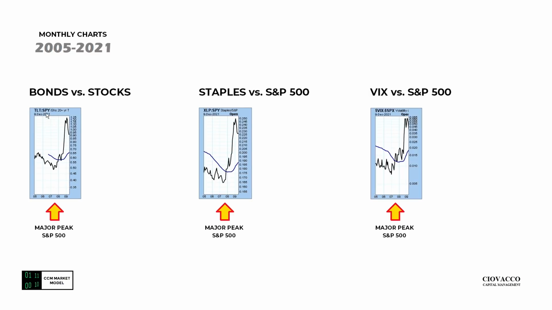This is TLT versus SPY. This is consumer staples, defensive stocks relative to the broader market, SPY. And this is the VIX divided by the S&P 500. The S&P 500 peaks here, here, and here, and you can see this is a big fear spike, a big spike in fear, and a big spike in fear.